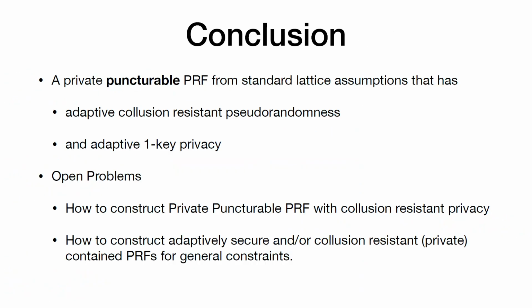All right, so that is our result. We give a construction of a private punctured PRF from standard assumptions that has both adaptive collusion-resistant pseudorandomness and adaptive 1-key privacy. So the main open problem is therefore how to extend the ideas to achieve collusion-resistant privacy, or how to extend the construction to support more general functionalities.